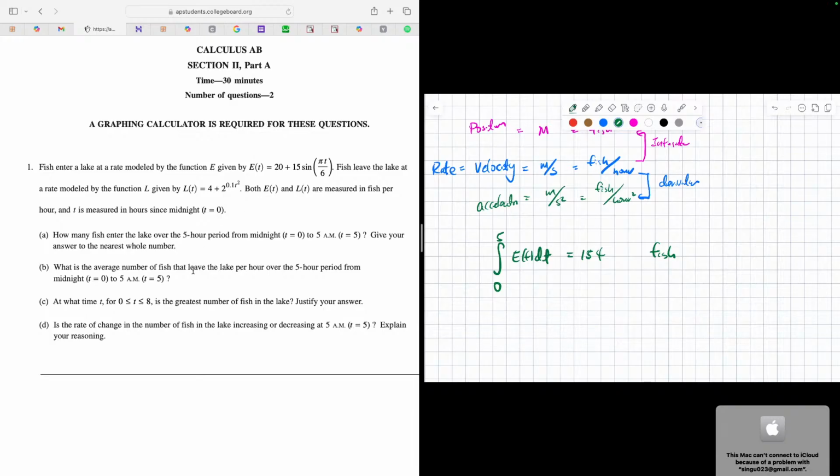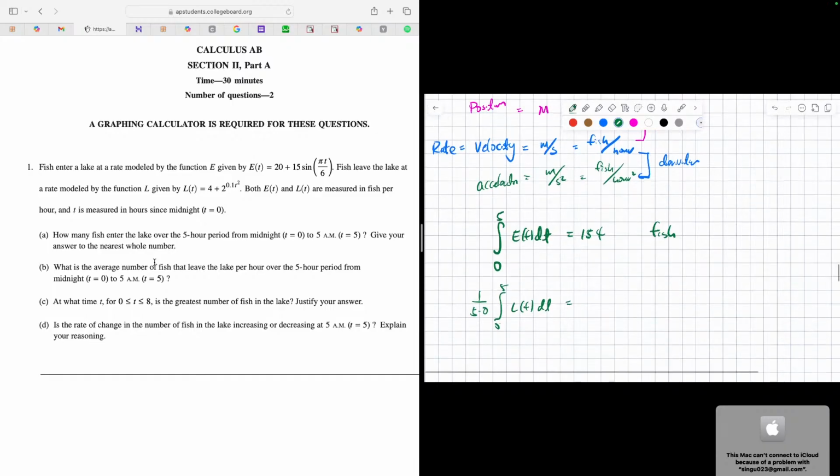How much time do I have? 3 minutes. Okay, find the average number of fish. Well, average number of fish, it's like average velocity, right? So that's going to be integration of what? Average is what? 1 over b minus a, so 1 over 5 minus 0, and then the average fish leaving the lake, so we're gonna have to use the other one, L of t dt, right? And then between 0 to 5, and that's gonna be 6 point something, I don't know.